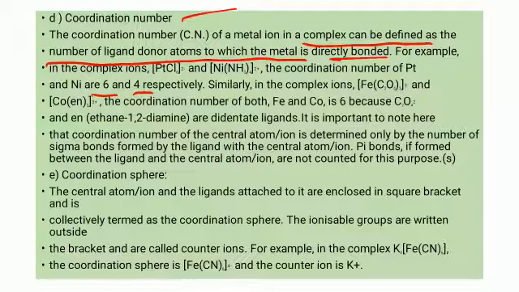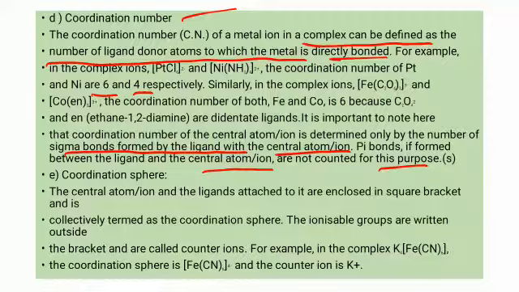Oxalate ion and ethane-1,2-diamine are both didentate ligands. Therefore, here the coordination number is 6, but the number of molecules is only 3. The coordination number of the central atom or ion is determined only by the number of sigma bonds formed by the ligand with the central atom or ion. Pi bonds, if formed between the ligand and the central atom, are not counted for this purpose.